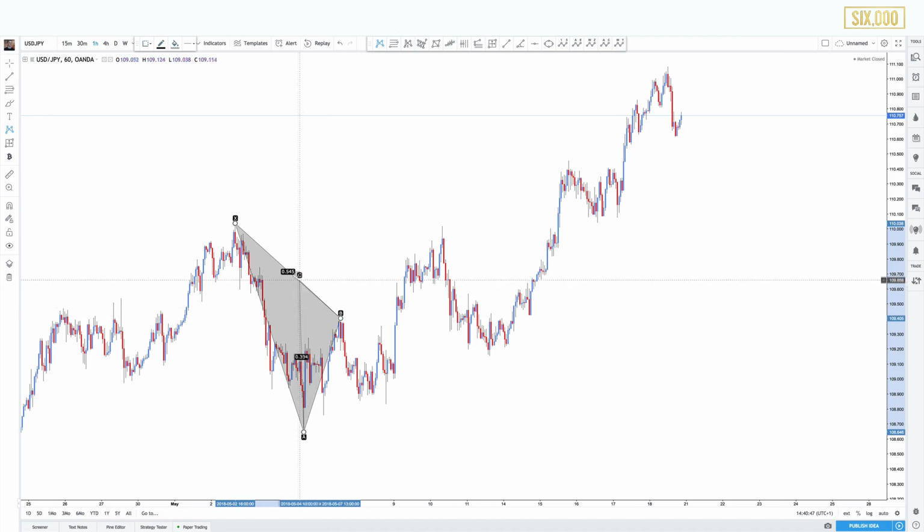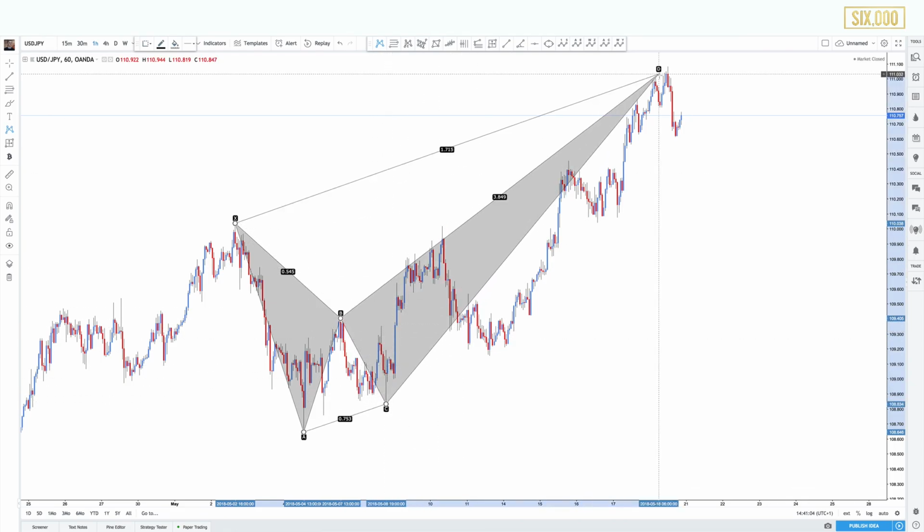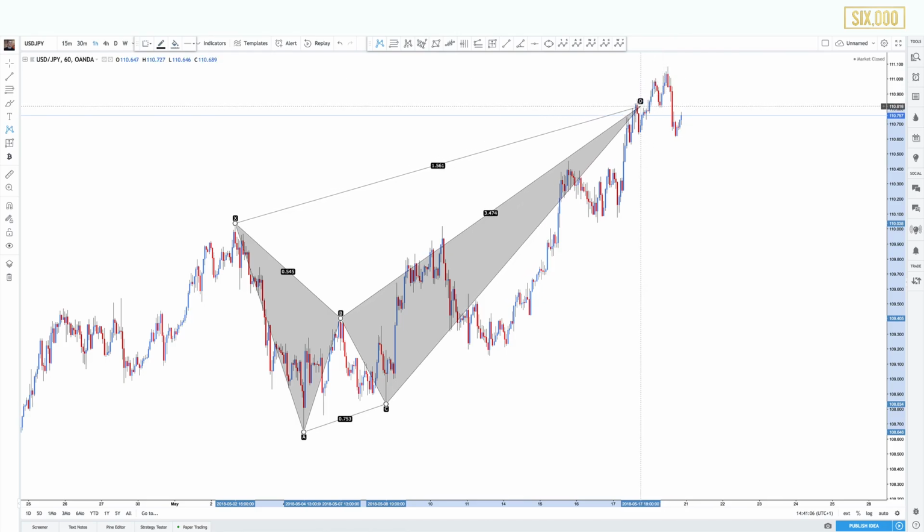We can see it comes in at 50%. We're looking at a B point between 0.382 and 0.618, as close to those measurements as possible. We want to confirm the minimum 0.382. The C point, it's roughly around 0.786 as the measurement we're looking at. And then we're looking at this 1.618 X to A projection for the D point.